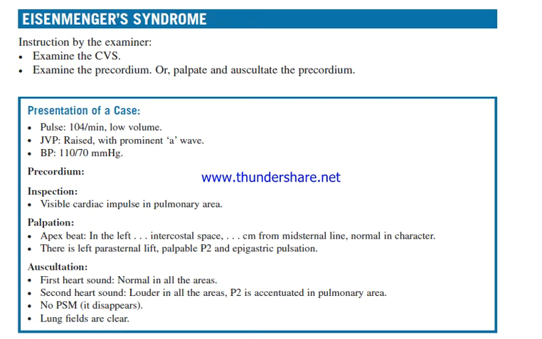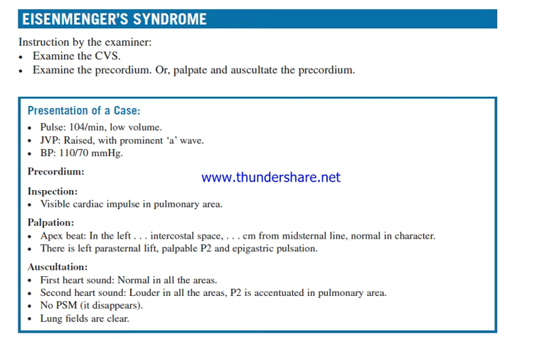On palpation, apex beat in the left intercostal space, centimeter from mid-sternal line, normal in character. There is left parasternal lift, palpable P2 and epigastric pulsation. On auscultation, first heart sound normal in all the areas, second heart sound louder in all the areas, P2 is accentuated in pulmonary area.